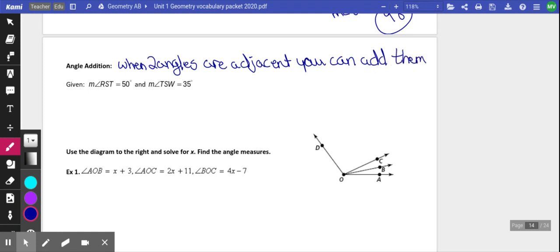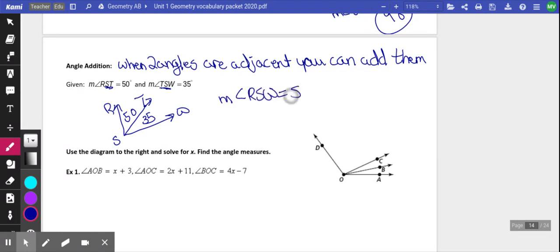So here it's given that RST is 50 and TSW is 35. And since they both have TS, that means they're adjacent. So RST and then TSW. So this is 50, this is 35. So that means the measure of angle RSW is 85.